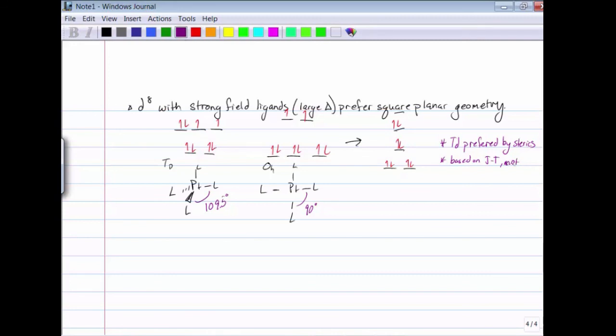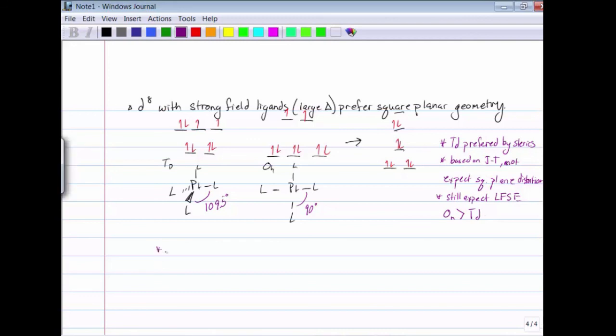So based on Jahn-Teller for the square plane, you would not expect distortion. But you would still expect that the octahedron would be preferred to the tetrahedron. As far as the LFSE goes, the octahedral is still bigger than the tetrahedral. So basically it's a balance of these things.